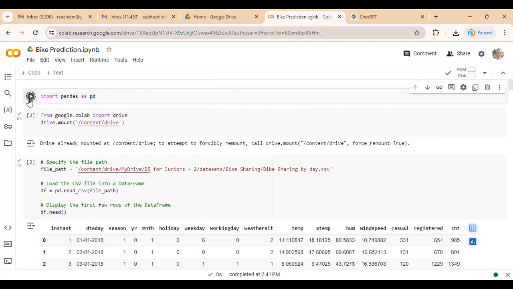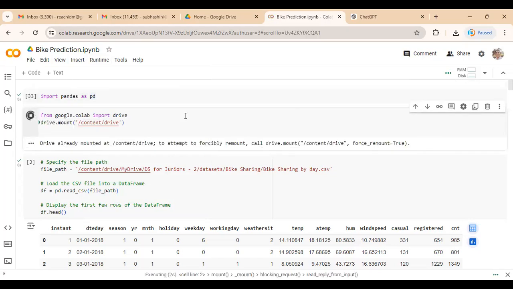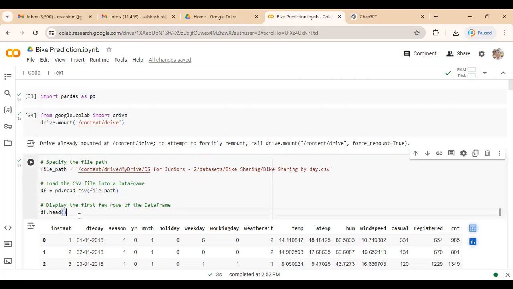So pandas is the library which looks at data frames and structured data in Python. Hence, it's extremely important to bring in this library because our data is completely structured. It's got definitive rows and columns. From Google, we will import the drive. So we actually will mount the content drive because that's where our data set is. And then from the content drive, after it's attached to the code, we are going to import the bike sharing by day.csv that we have kept in our Google Drive.